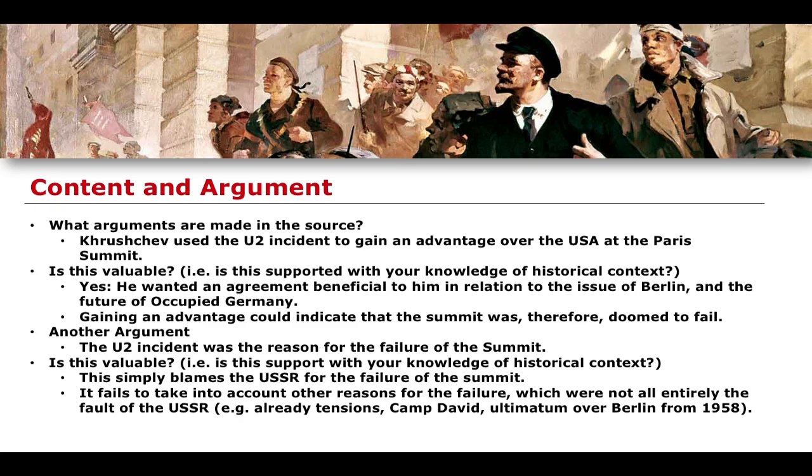So these are just two arguments that you can make. You can make more arguments here. Essentially, the point is that you analyze the provenance, tone, and emphasis of the source. You analyze the content and the arguments of the source, and you come to a conclusion as to how valuable it is. And then once you've come to a conclusion about how valuable it is, you do it for the next source. And then you do that for the next source.